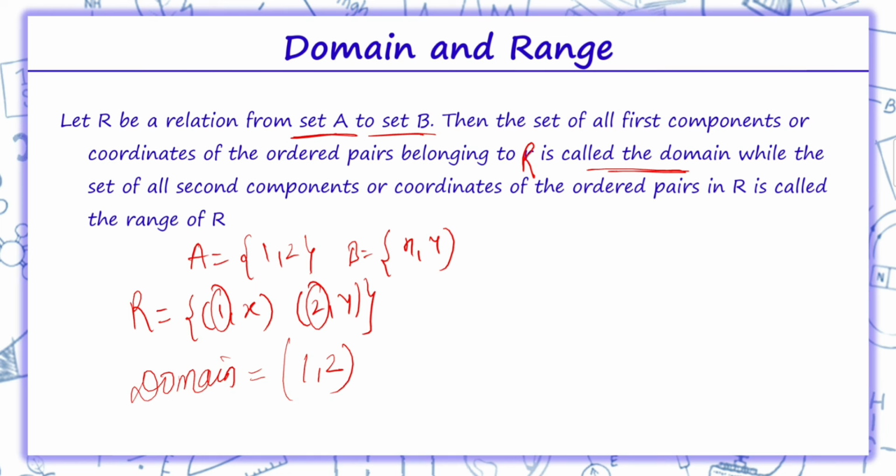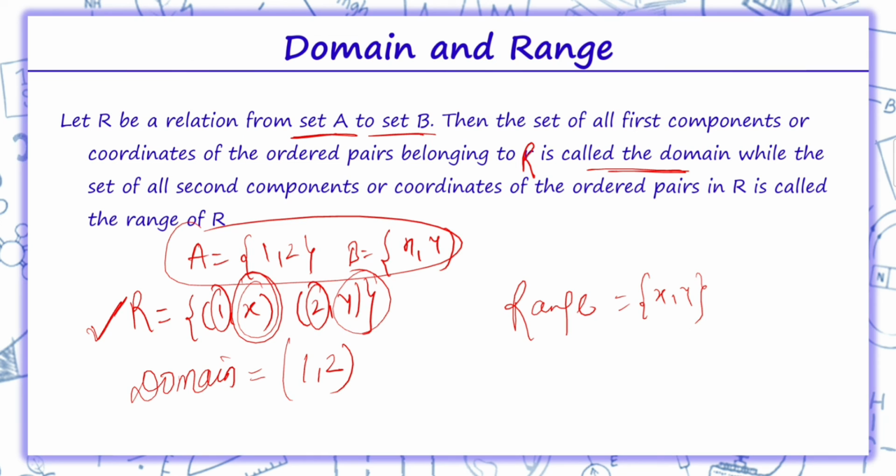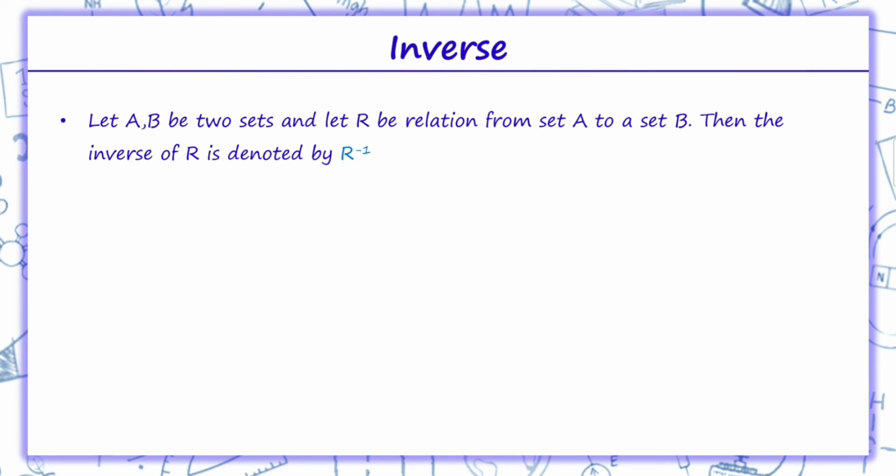And all the second components, coordinates of the ordered pairs in relation R, are called the range. So the second components are x, y, so our range becomes x, y. Now this is provided in a relation, not in a set. So this is about domain and range.